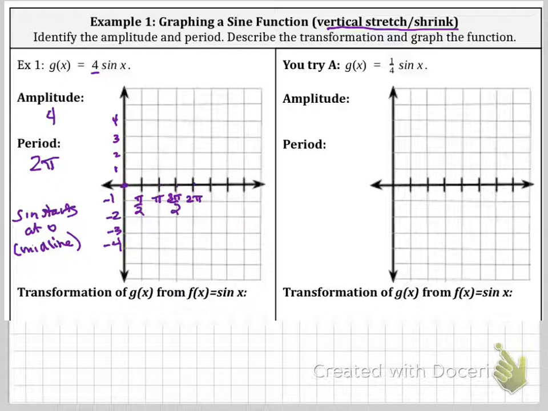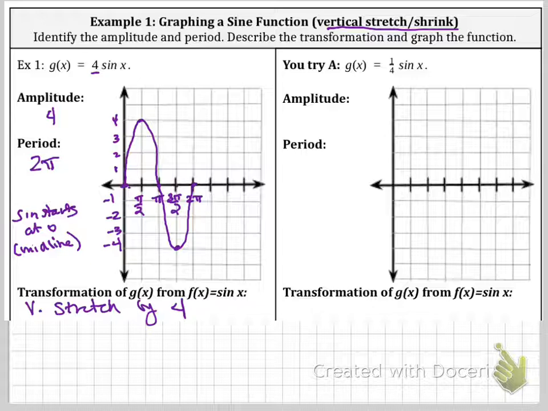Then our next value is 4. It's stretched by 4, so that means it goes up to 4 at the top. Then it goes back down to 0. Then at 3 pi over 2, we're at negative 4. It's stretched to negative 4. Then at 2 pi, we are back at 0. So here is a graph of 4 sine of x. Our transformation is a vertical stretch by 4.